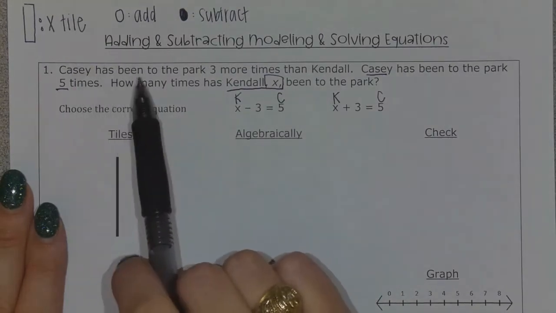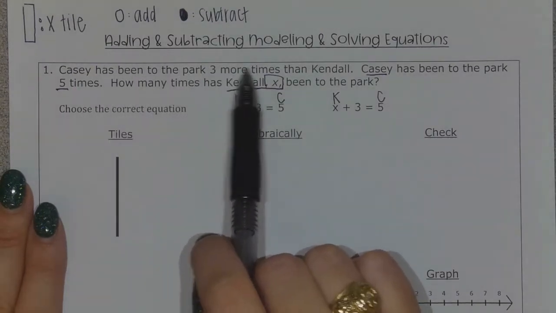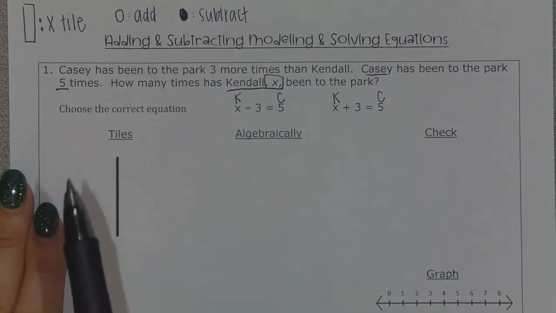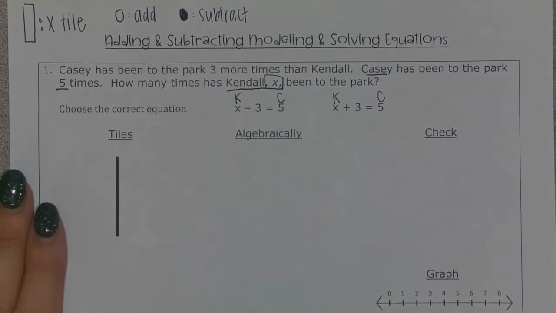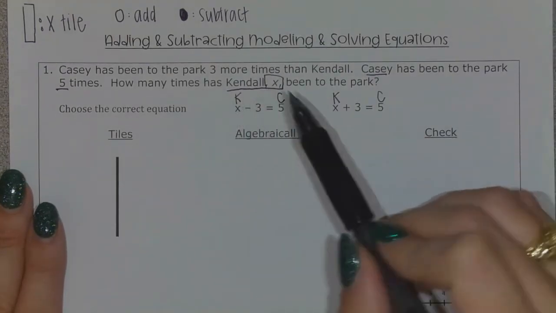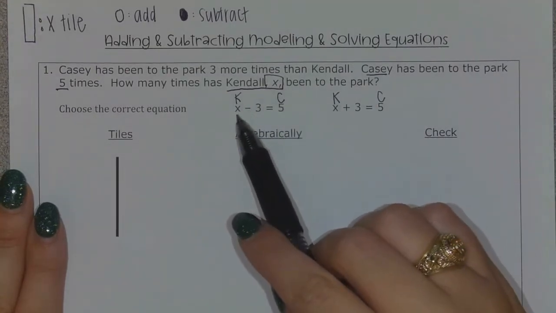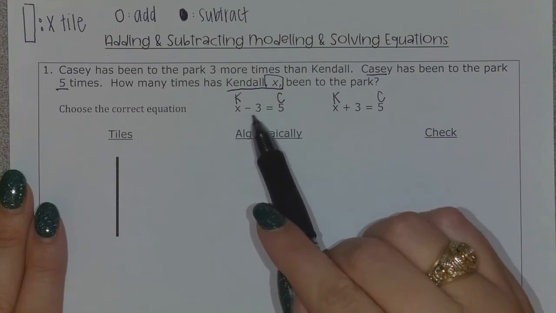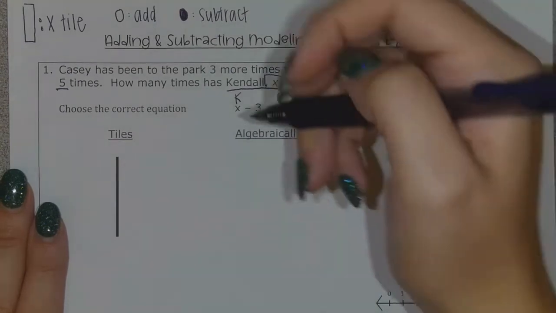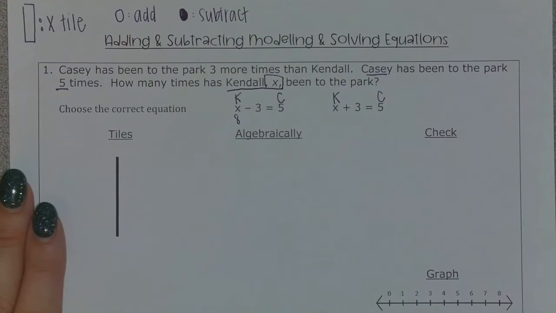So if Casey has been to the park 3 more times than Kendall, that means Casey has been there more times than Kendall has. So Casey's number should be bigger than Kendall's. So when I look at this, I can already figure out what X should be in both of these problems. For example, in the first one, I know that a number minus 3 has to give me 5. Well, that should be 8, right? 8 minus 3 gives me 5.